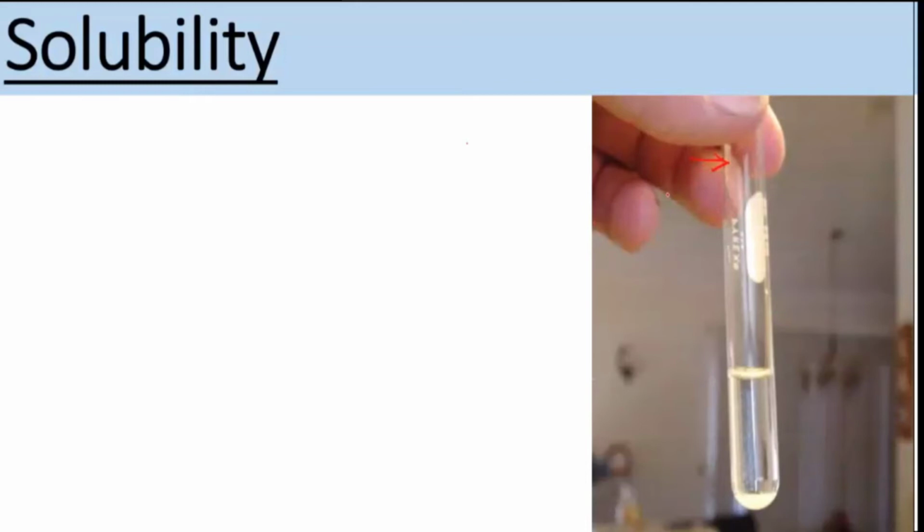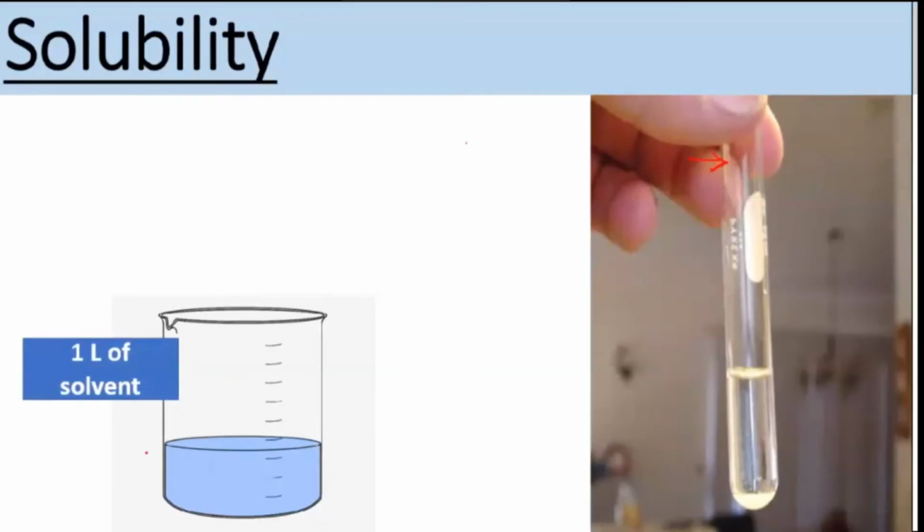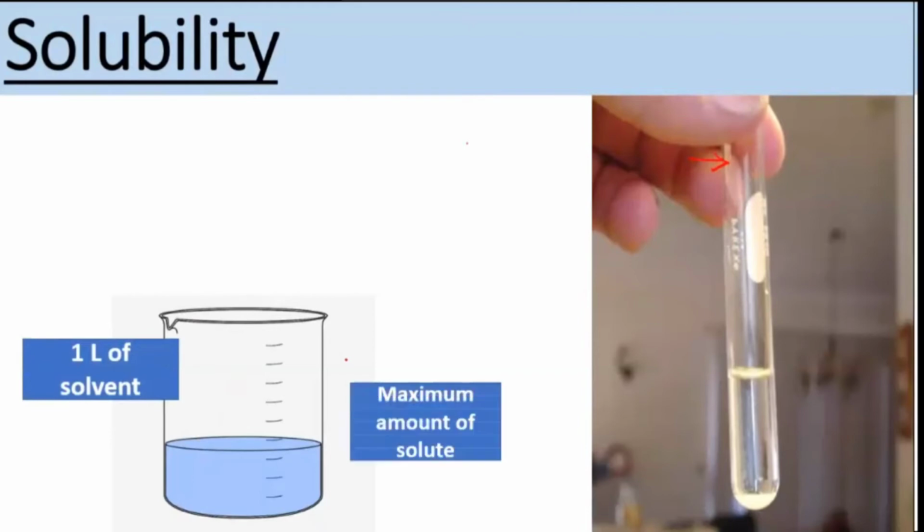But exactly, if I have to tell you about solubility, see, solubility means, as an example, let us assume that I have 1 liter of the solvent, and in this 1 liter of the solvent, how much amount of solute can I add to this? The maximum amount of solute I can add and make a solution out of it.